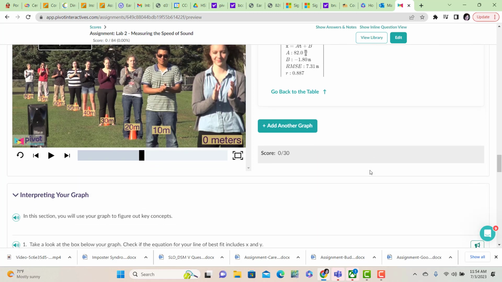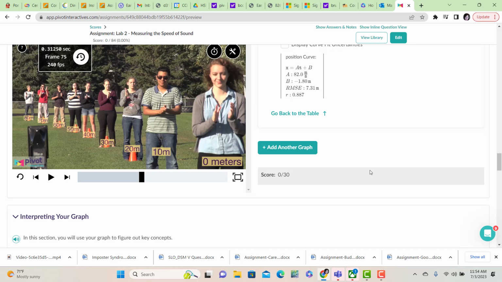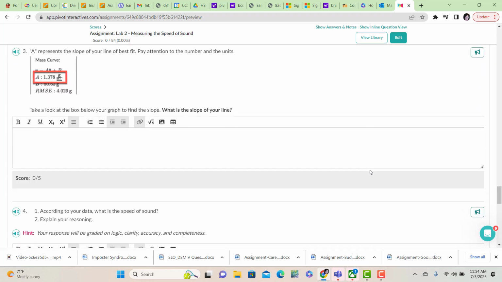And then you're going to compare it by finding the percent error. And so remember, the percent error is your experimental value, so your slope, minus the value you're comparing it to, divided by the value you're comparing it to. And then you multiply it by 100 to get the percent, and you just take the absolute value of it. So that's what you're going to be doing in this lab.